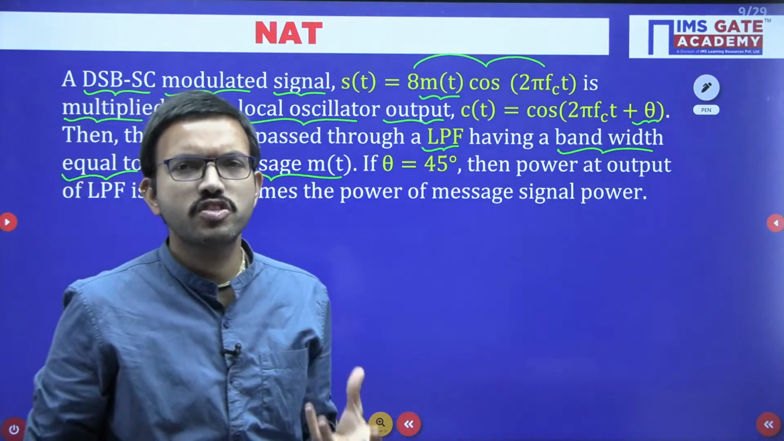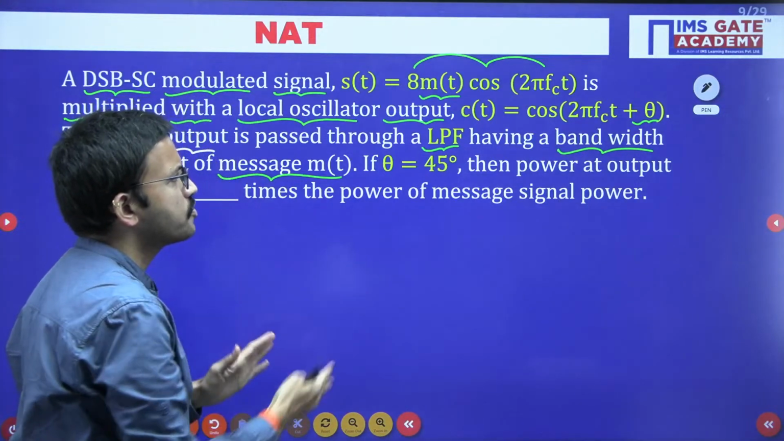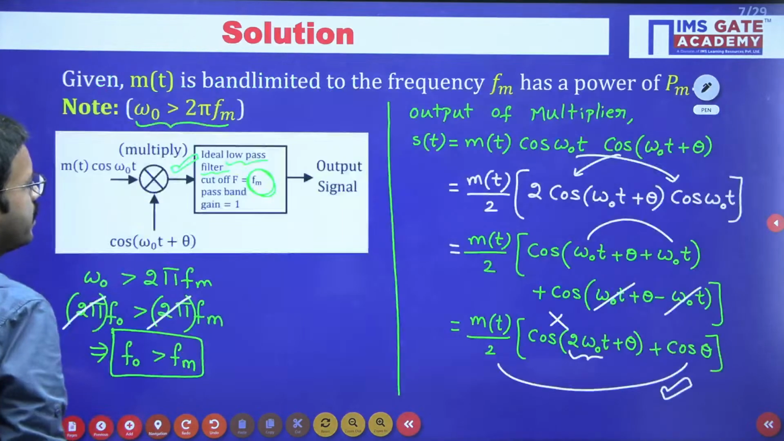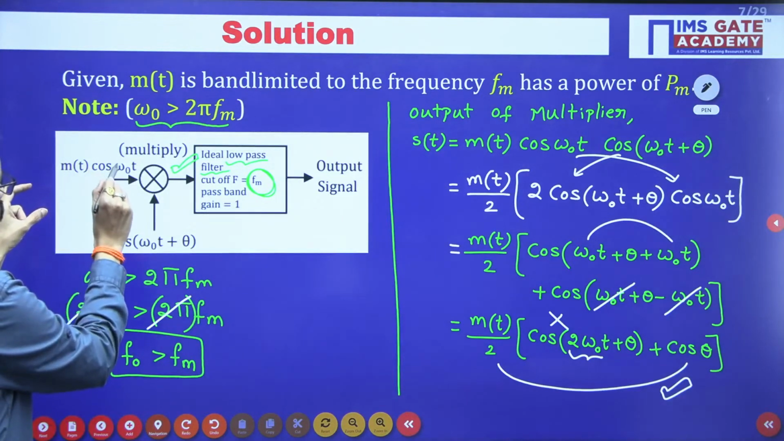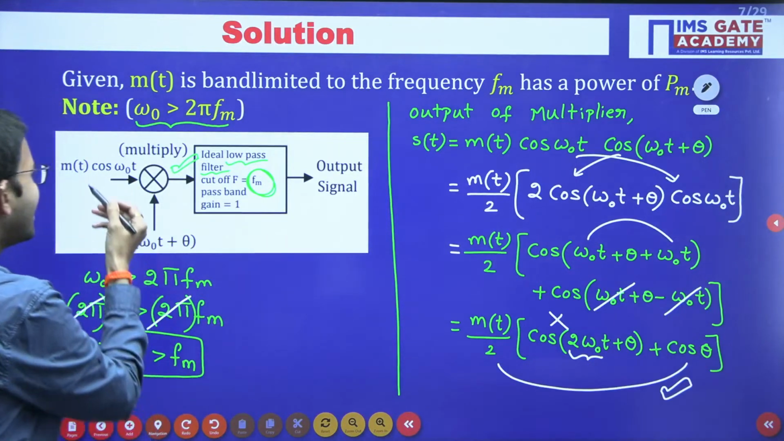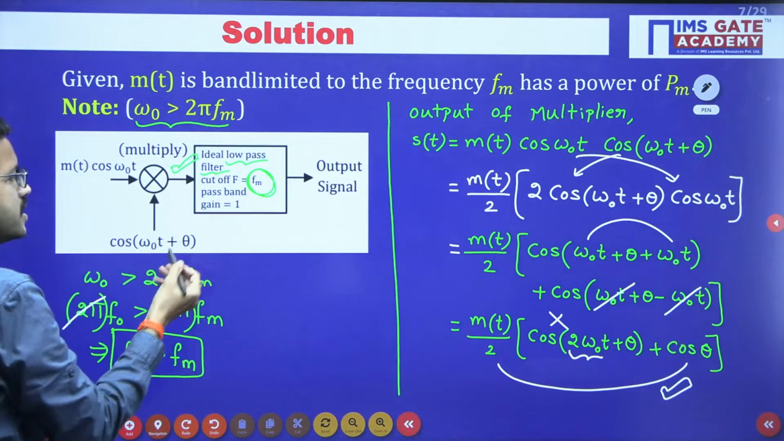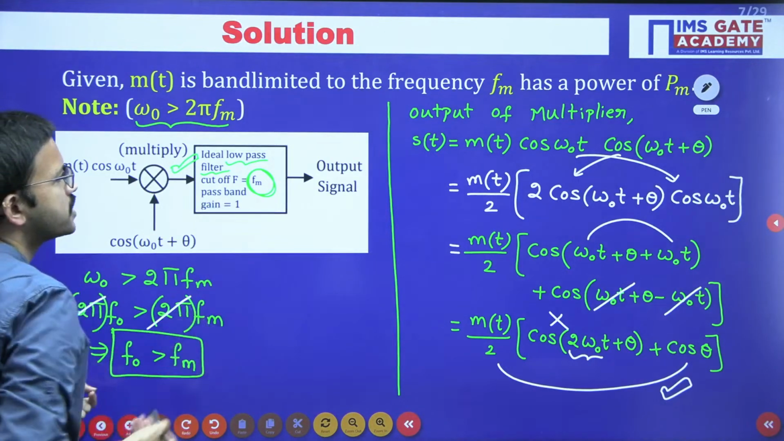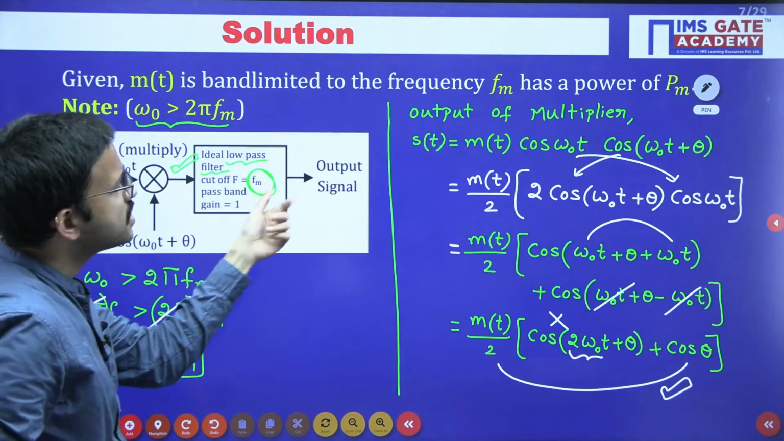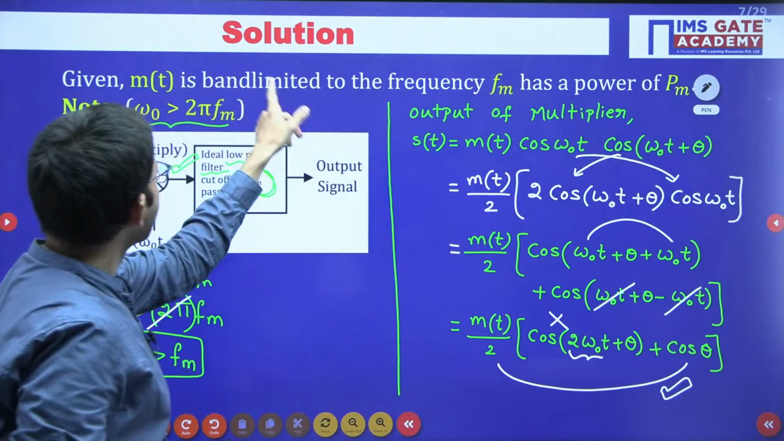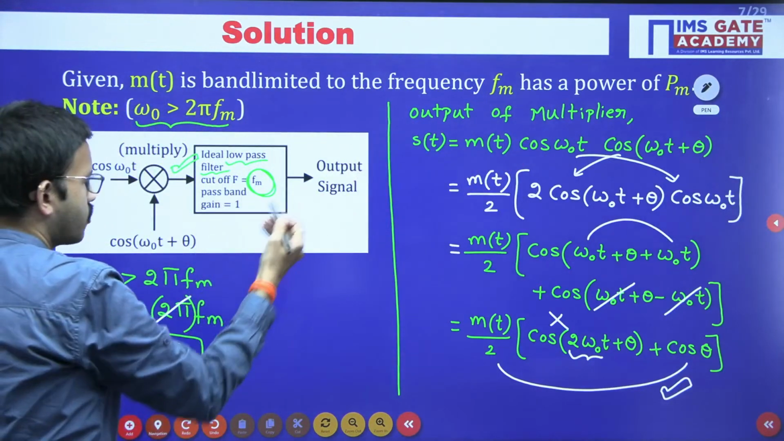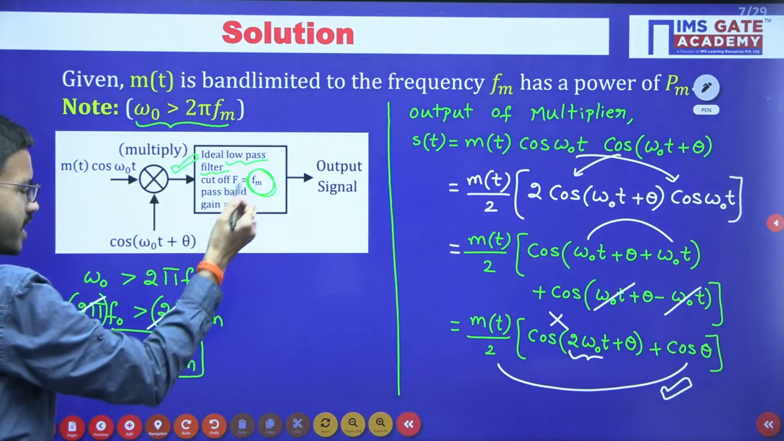If you are able to visualize in terms of a block diagram, you will get a similar block diagram just like the earlier one. You can observe here you are having m of t into cos omega naught t, that is nothing but your DSB-SC signal, and that signal we are multiplying with the local oscillator. After that we are passing through a low pass filter. Here they have directly mentioned the cutoff frequency fm. That fm is nothing but the message signal or modulating signal frequency only. Then you are getting the output signal, and for that output signal we are calculating the power.